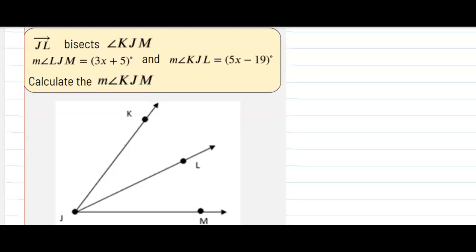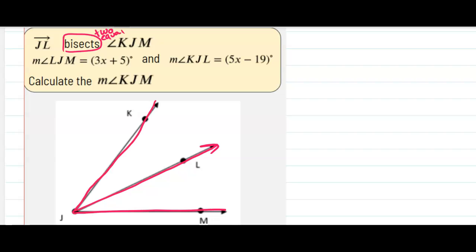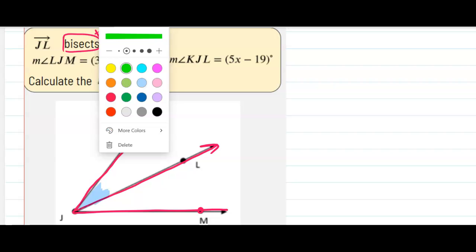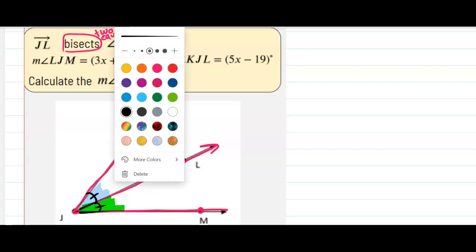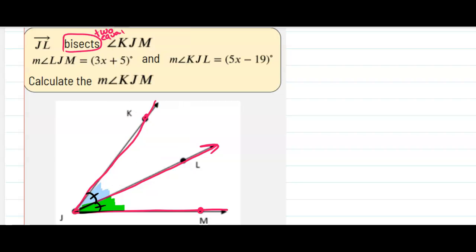Okay, let's put some algebra in it. We've got ray JL bisecting, again, bisects means equal, and it's bisecting angle KJM, which means that this angle here is equal to this angle here. Let's use our congruency marks. This is equal to that angle. Okay, let's label the angle with information given.